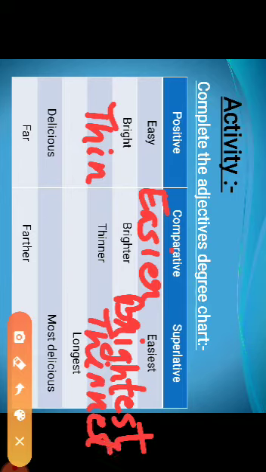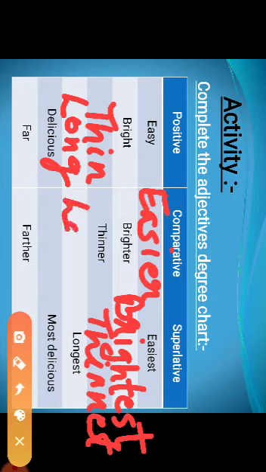Now fourth one, positive degree is also not given, comparative is also not given, but superlative degree is longest. Now very simple one, what will be the positive degree of longest? We will remove EST. So it will become long. Now comparative degree will be longer. Very simple. We will add here ER.